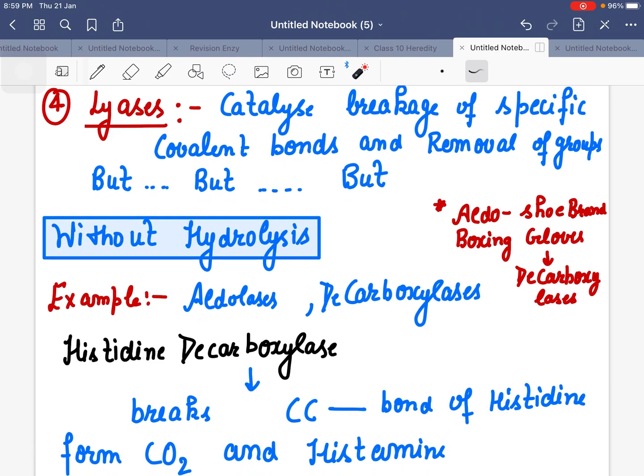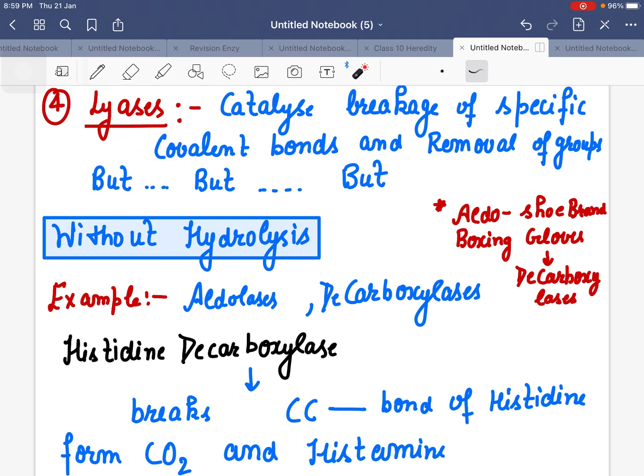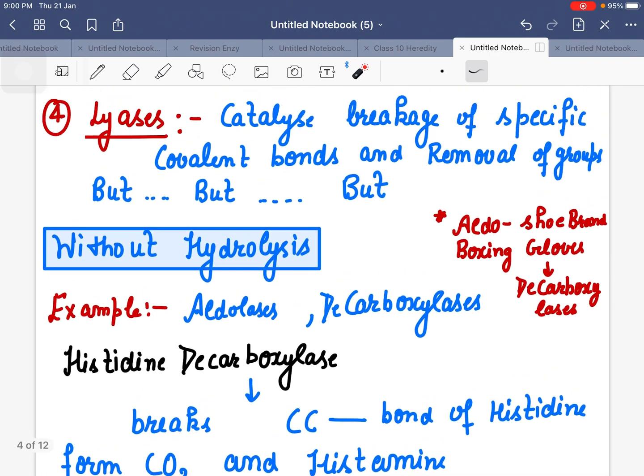Lyases break down specific bonds and remove groups, but they do not use water. It is without addition of water. A very good example of this is aldolases. Aldo is a shoe brand, so you can remember from that: aldolases, and boxing glove, decarboxylases. These are examples of lyases.